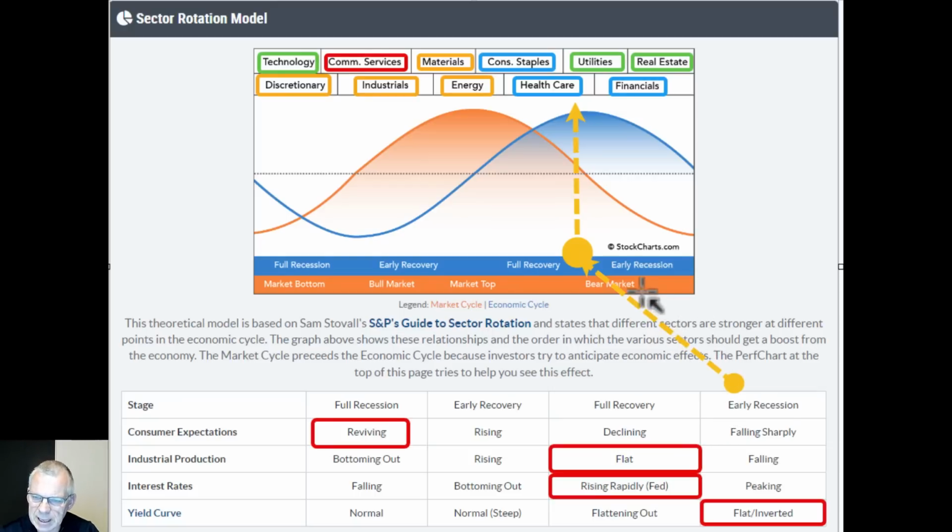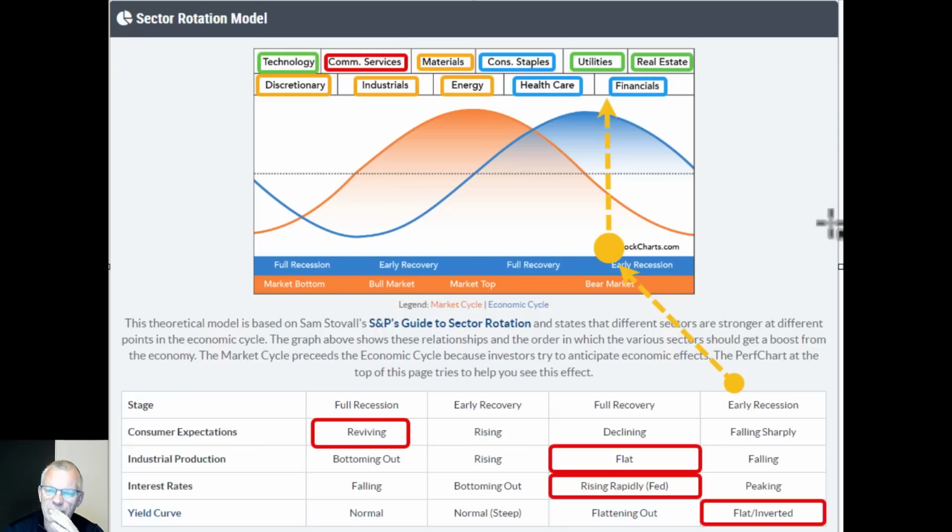And if we bring that to the sector rotation model, maybe this needs to be slightly more to the right. So a little bit more here, early recession. And let me put this one then. So there you go.